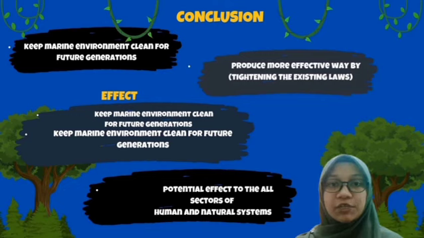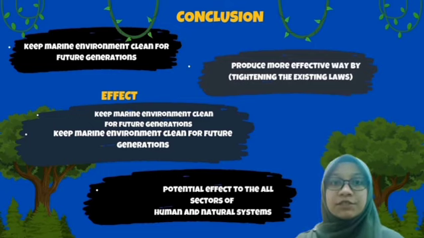Proper management and protection can be planned by governments or other organizations to produce more effective ways, such as tightening the existing laws that can give more consciousness to humans. Depending on the geographic region, the effects of climate change have the potential to affect all sectors of human and natural systems. Individual sectors, cities and states can all take a variety of possible actions.